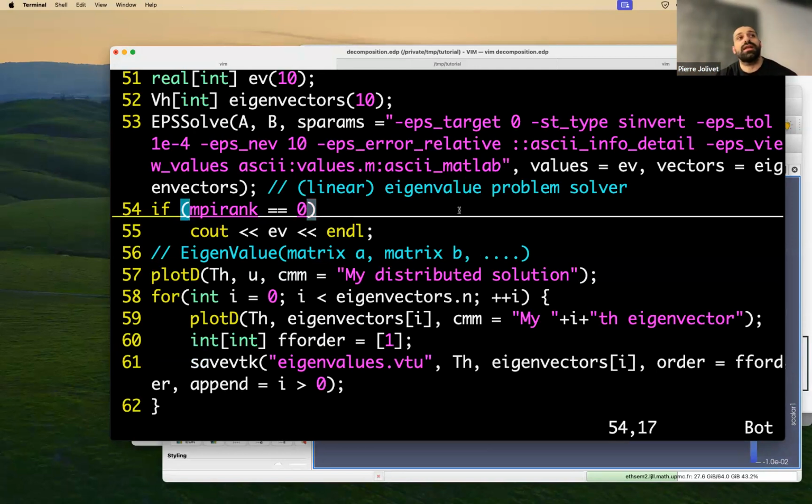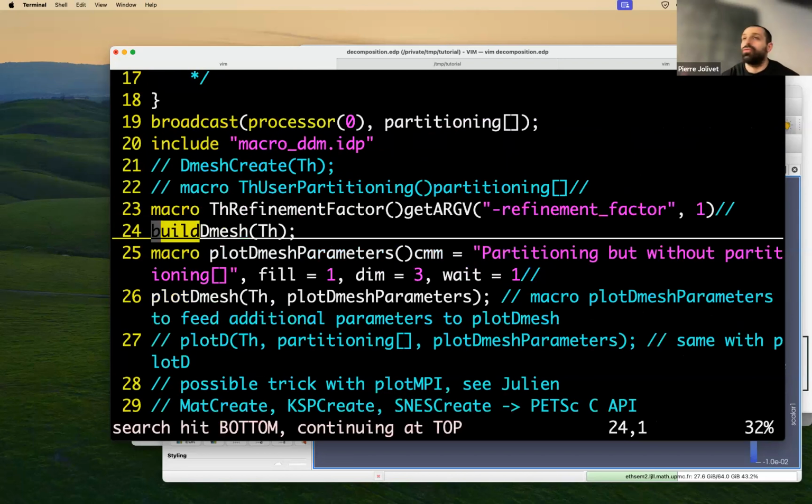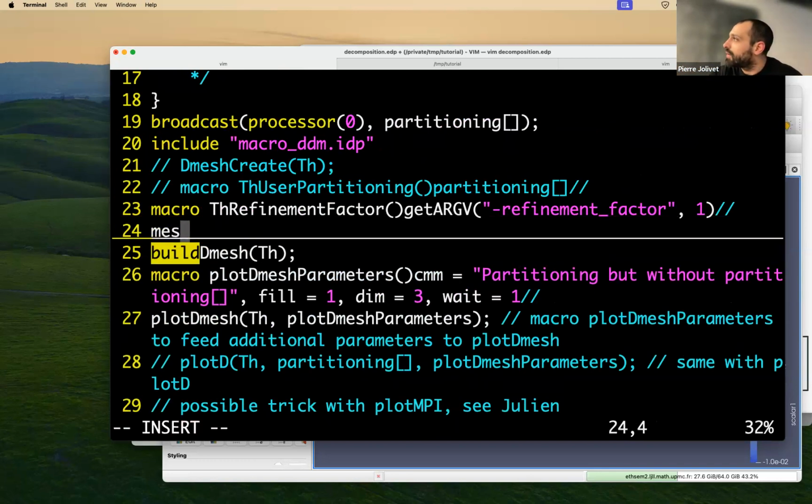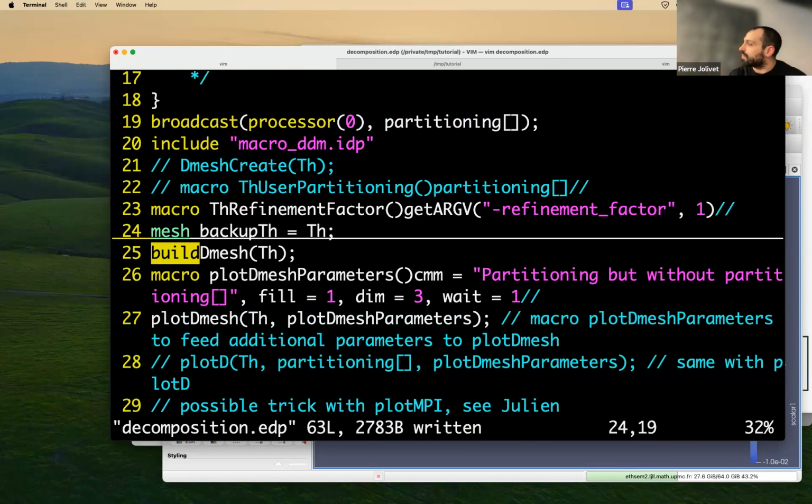The first change is that we will need to keep in memory the initial global mesh, because you have to keep in mind that whenever we do the build mesh, so whenever we do the domain decomposition, we completely override the initial global mesh into distributed local meshes. Okay, so first I need to back up my global mesh: backup th equal to th. Okay, so backup th will be the global mesh.